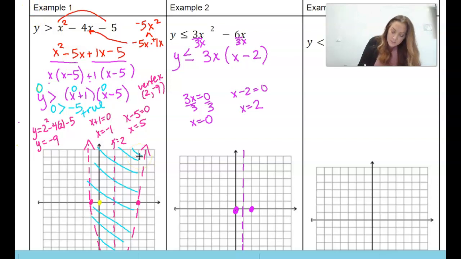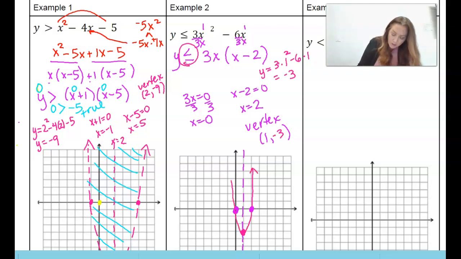All right, so our vertex happens to be at x equals 1. So remember, we're going to take 1 and plug that in to the original equation. So we get y equals 3 times 1 squared minus 6 times 1, which is 3 minus 6, which is negative 3. So we go over 1 and then down 3. So I've got my 3 points to make my parabola. Since we have the bar, that means it's going to be a solid line because we can include all the points that are on the parabola itself as answers.